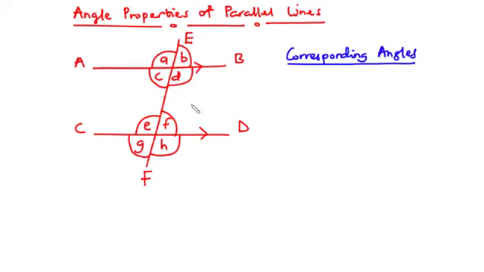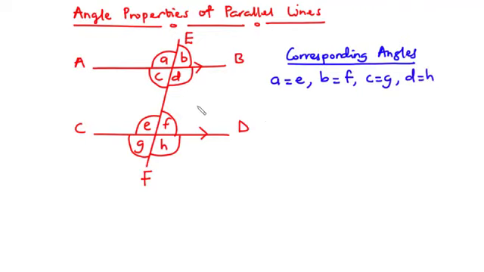In that case, we say that angle A corresponds with angle E, angle B corresponds with angle F, angle C corresponds with angle J, and angle D corresponds with angle H. Therefore, for corresponding angles, A is equal to E, B is equal to F, C is equal to J, and D is equal to H.